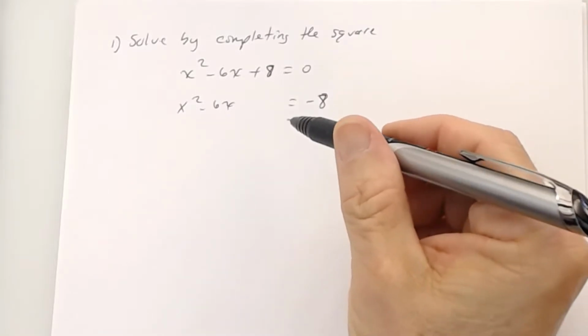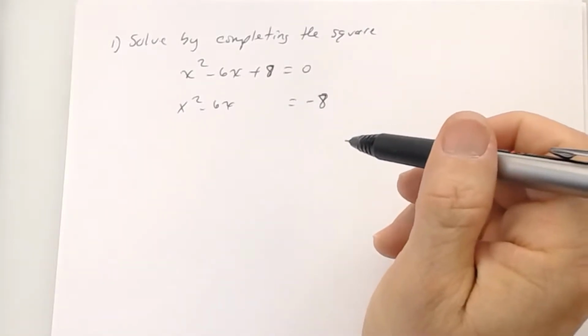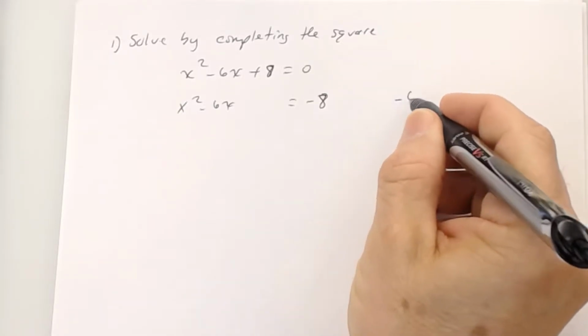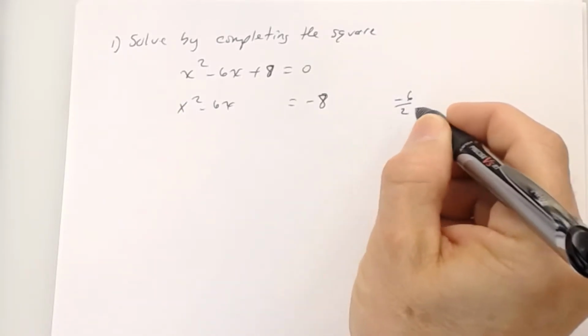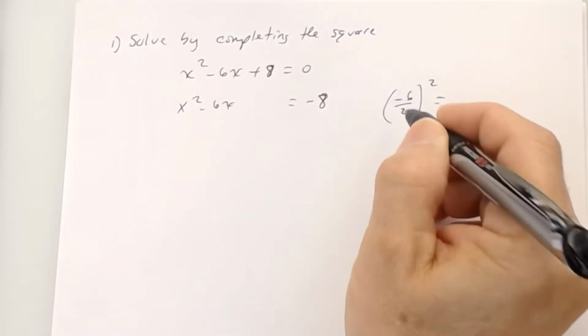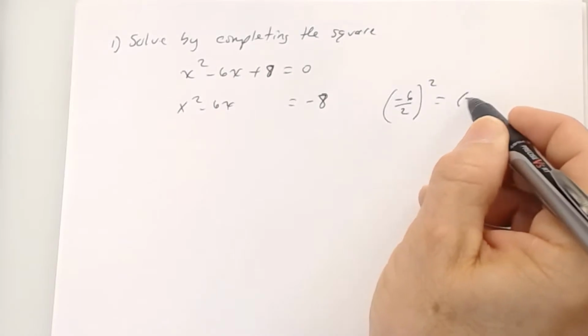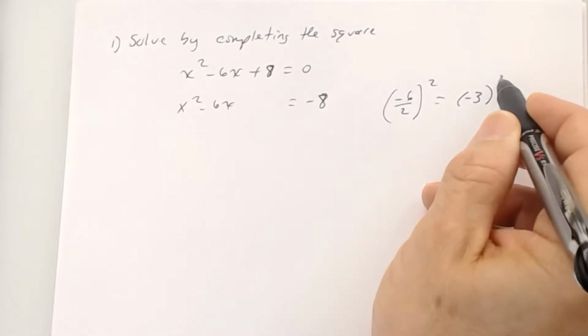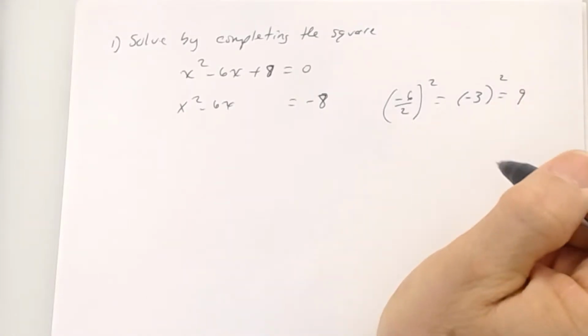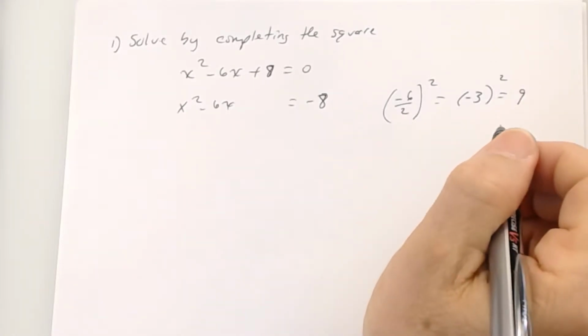You take the coefficient of x. What's the coefficient of x? Negative 6. What do I do to it? Divide by 2. Whatever that is, I'm going to square it. So what's negative 6 divided by 2? Negative 3. Negative 3 squared is 9. Notice I put negative 3 in parentheses, and that's 9. What do I do with that 9?